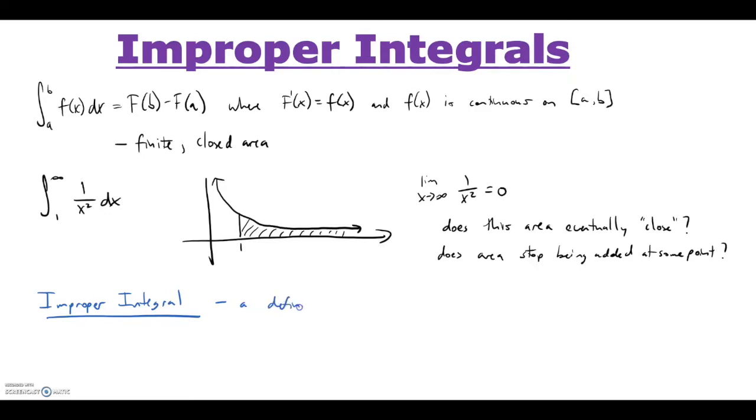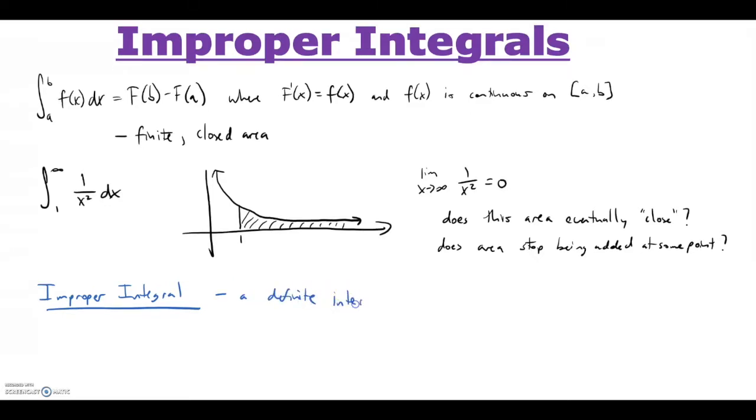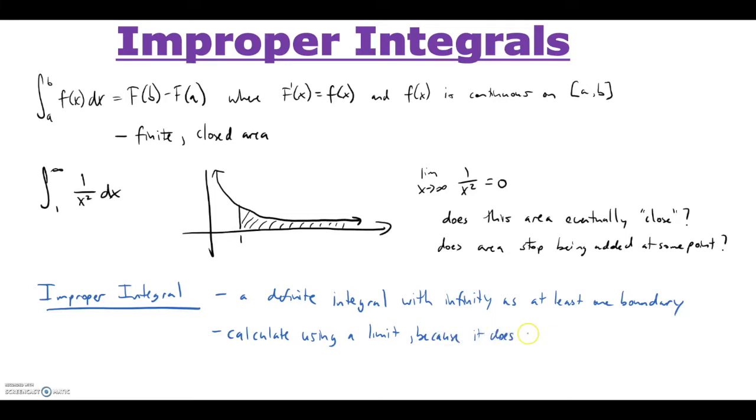And an improper integral is a definite integral with infinity serving as at least one boundary on the integral. But there's one major issue with improper integrals, and that is infinity is not an actual number. So to calculate an improper integral, we calculate those using limits. Since infinity is not a defined value, these integrals do not exactly follow the fundamental theorem of calculus, which requires both boundaries to be constant numbers. And so now let's see how this process will work.